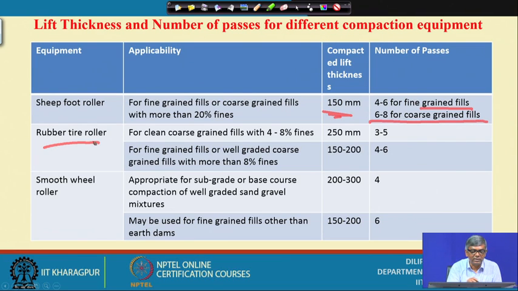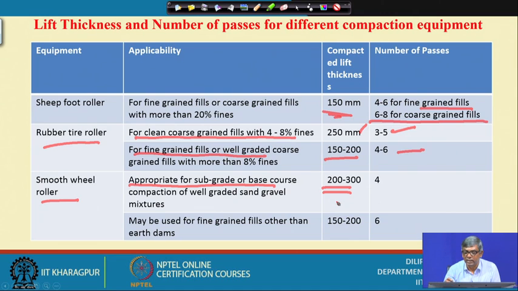If it is a rubber tire roller, then for this type of soil the thickness is 250. For fine grained soils or well graded coarse soils, it is 150 to 200, with 3 to 5 passes here and 4 to 6 passes there. If it is a smooth wheel roller, for this soil you have to give a lift of 200 to 300 and 4 passes. And for this soil, fine grained soils other than earth dams, the thickness rise in each step will be 150 to 200, and 6 passes have to be given for reasonably good compaction.